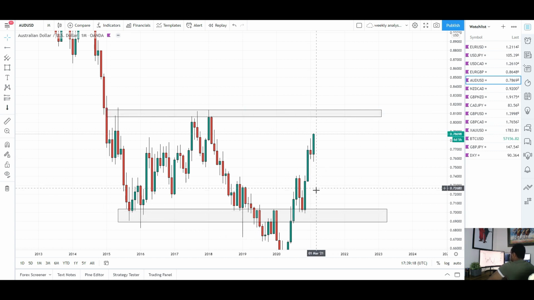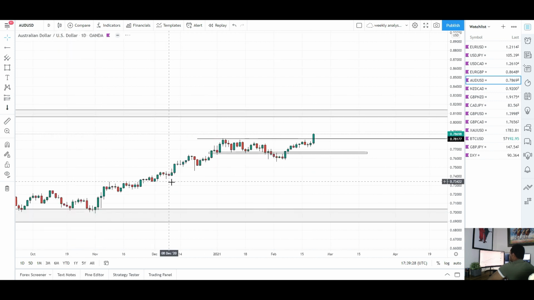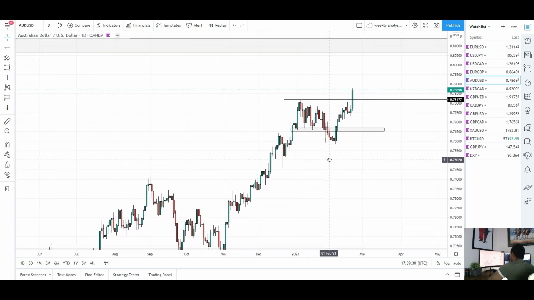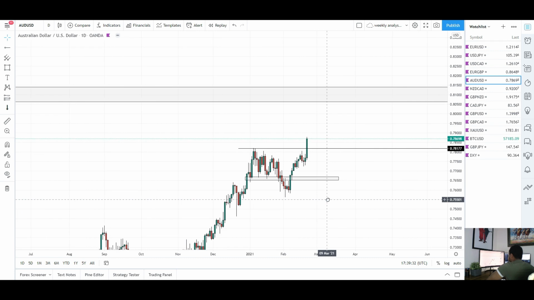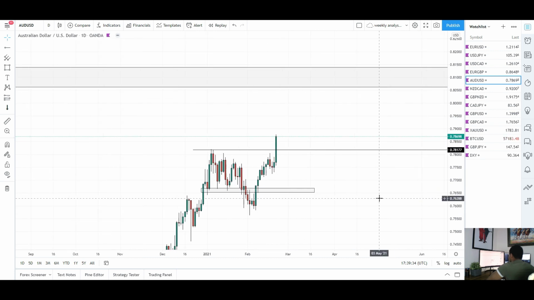I think we're going to go and tap into that area there from a monthly point of view. Obviously it might take another 2 or 3 months to get there, but I think long term that bullish trend we're seeing for AU on the daily chart seems to just be going on forever. I feel like that is likely to continue and tap into that area all the way up there.